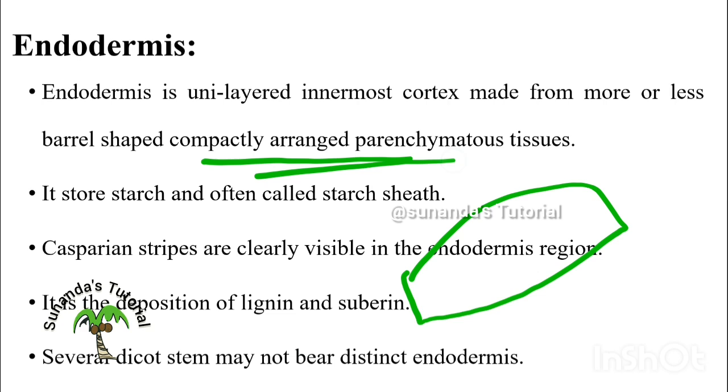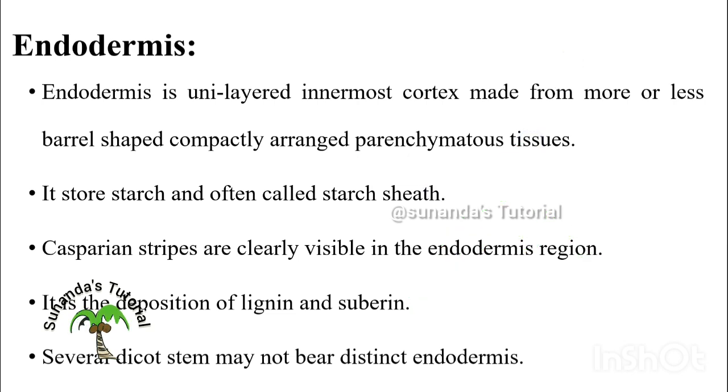and made of compactly arranged parenchymatous tissues. They store starch, so it is called the starch sheath. Casparian strips are clearly visible in the endodermis region. It is the deposition of lignin and suberin. Several dicot stems lack that deposition, and several dicot stems also lack a distinct endodermis. We can't differentiate which layer is the endodermis and which is the general cortex in some dicots, but generally a dicot stem has an endodermal layer, the endodermis.